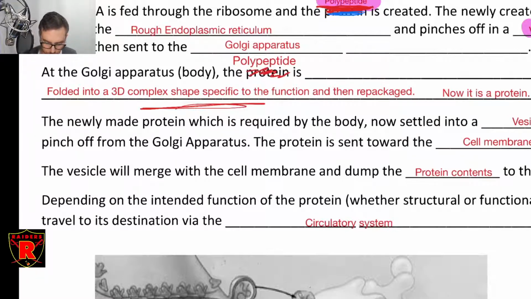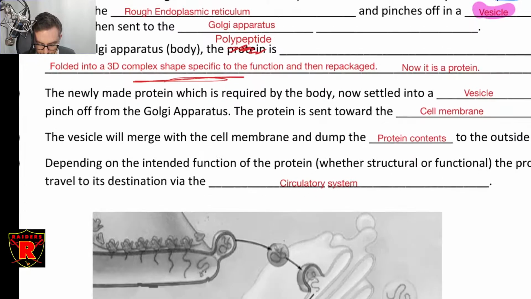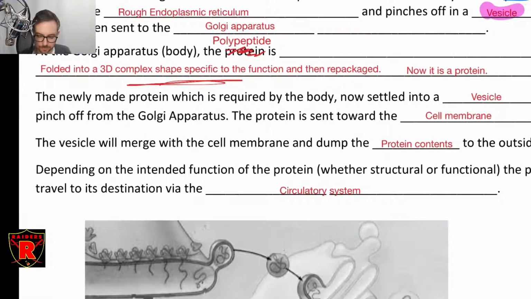Okay, so the polypeptide gets folded into a 3D complex shape specific to the function of that particular protein, whatever it is, and then it gets repackaged into another vesicle. So it gets put back into another package of completed proteins. Now it's a protein. Now we call that a protein. So it gets pinched off from the Golgi, and it gets sent to the cell membrane.